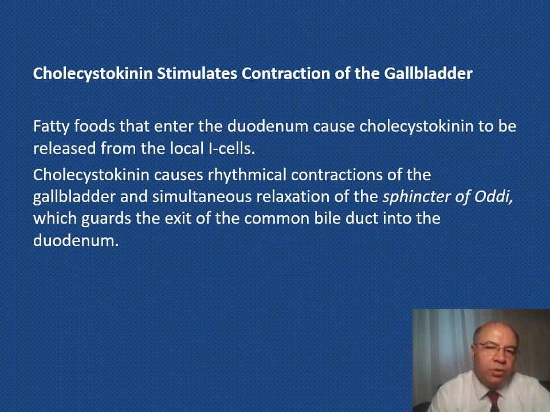Cholecystokinin stimulates contraction of the gallbladder. Fatty foods that enter the duodenum cause cholecystokinin to be released from the local I cells. Cholecystokinin causes rhythmical contractions of the gallbladder and simultaneous relaxation of the sphincter of Oddi, which guards the exit of the common bile duct into the duodenum.